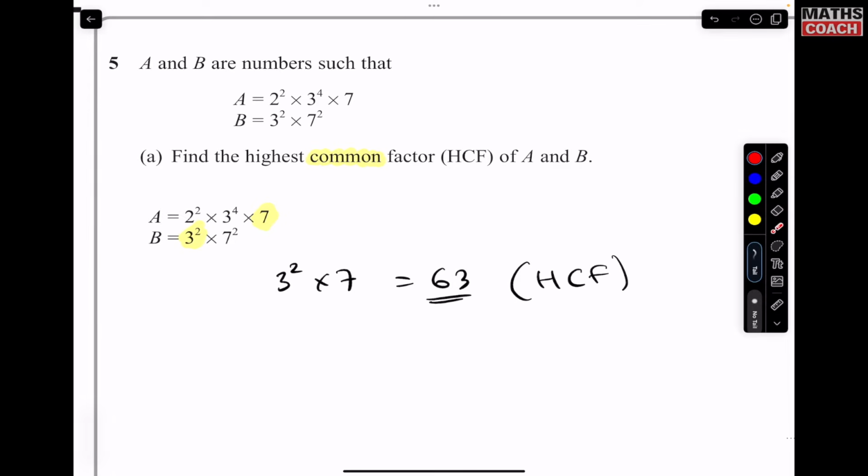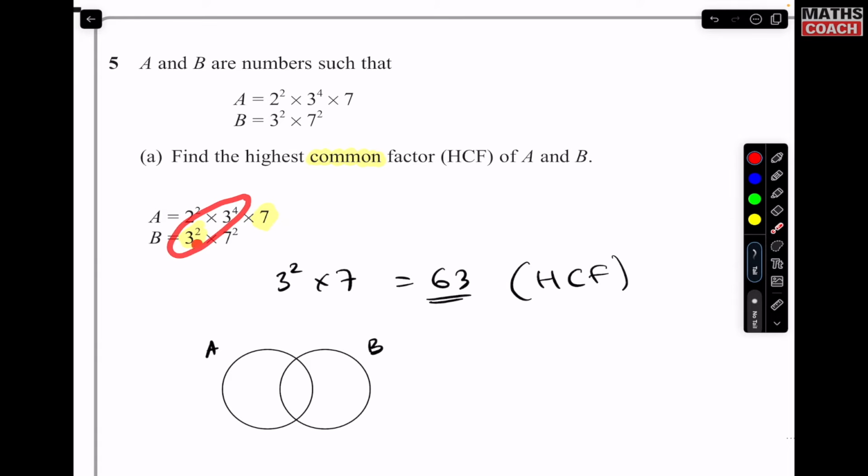Now, another way you could have done this is you could have put this into a Venn diagram if you wanted to. So you could have had 2 circles. And I'll quickly show you that as well, because some of you might want to use this method. You can have your A and your B here. So what you're looking for in the Venn diagram, you need to put the numbers in the middle, which are common to both of them. All right, so can you see here, the minimum that they both have is 3 squared.